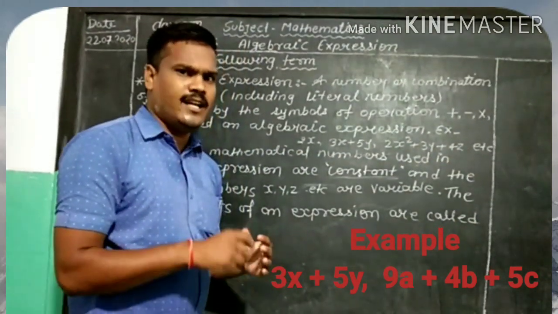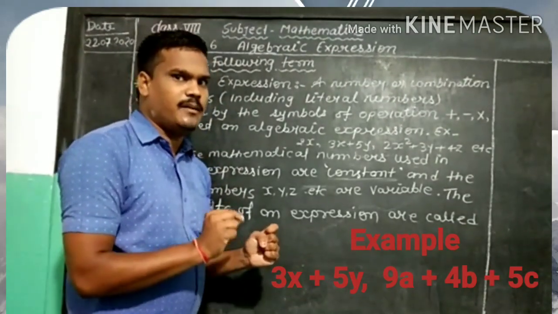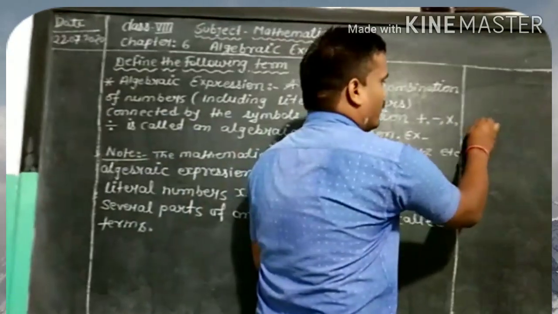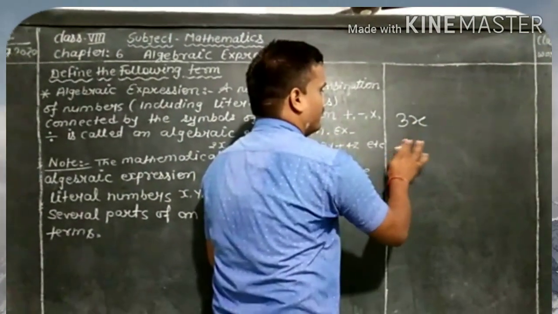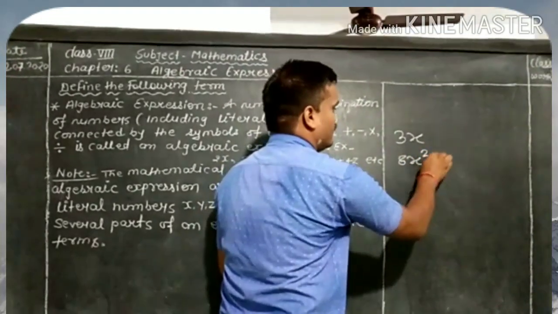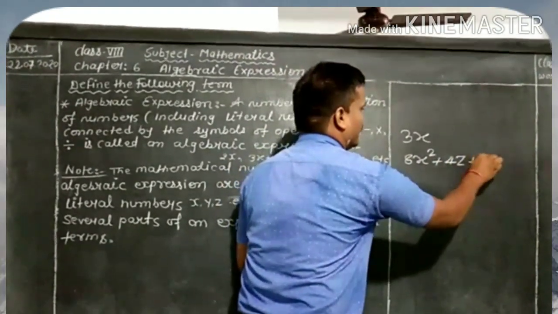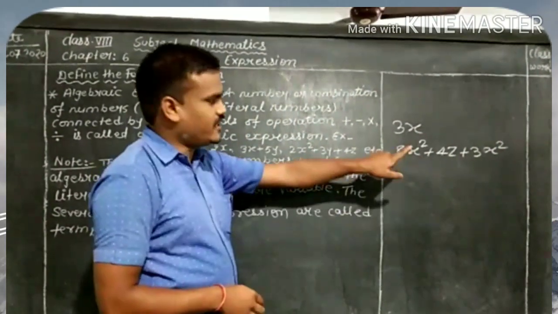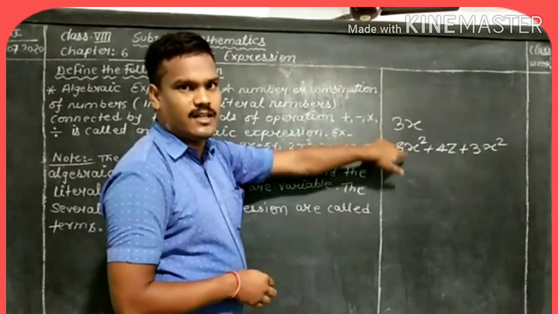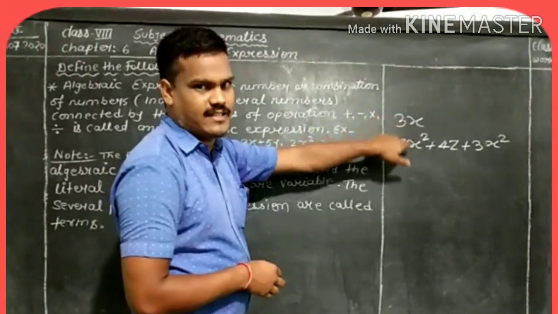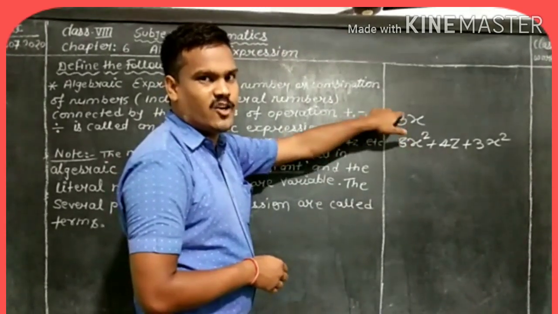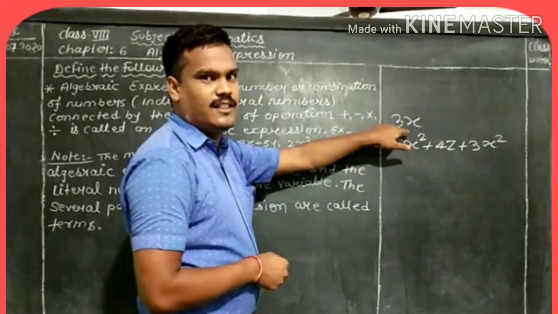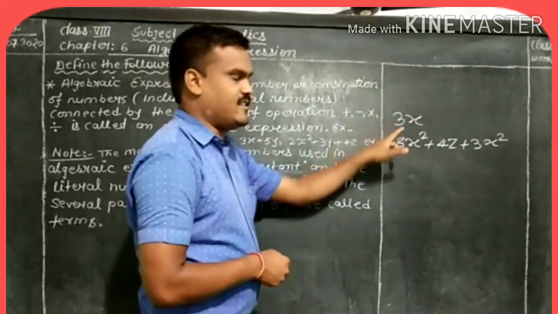Just understand in another language what is the meaning of algebraic expression. We see terms like this: 8x square, 4z, 3x square. Whatever you see in this form, this is called an algebraic expression. It means an expression in the combination of alphabet plus mathematical sign plus counting number. That is called an algebraic expression.